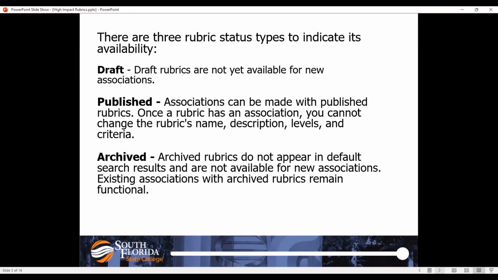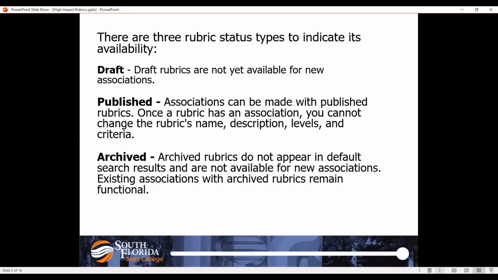Then there's archived. Archived rubrics do not appear in the default search. Like if you want to add it to an activity, it won't be there. And existing associations with the archived rubrics remain functional. So if it's like a couple semesters ago, that will still show. To access rubrics, in our Brightspace, you go to your course and under the assessment tab, select rubrics.